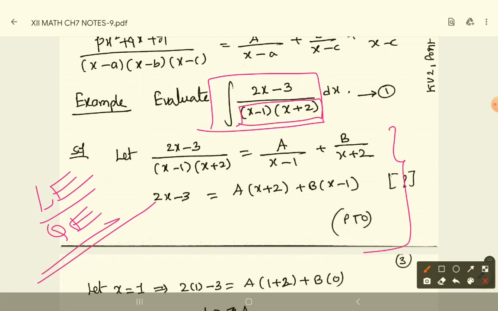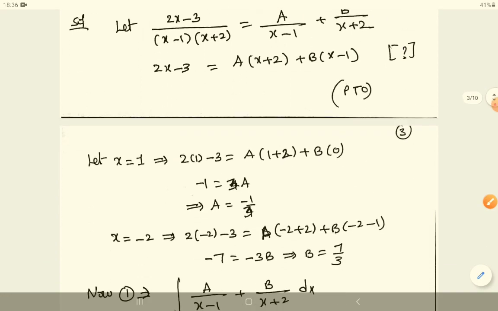Better to use partial fractions if the denominator can be factorized as two different linear factors. Okay, next question.